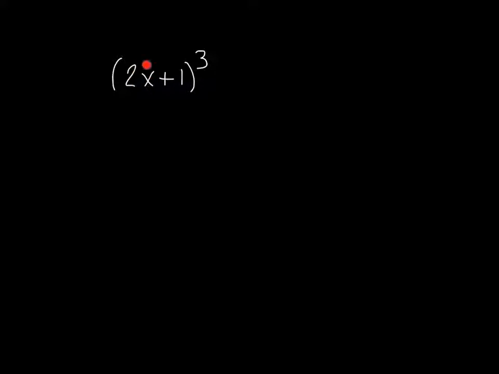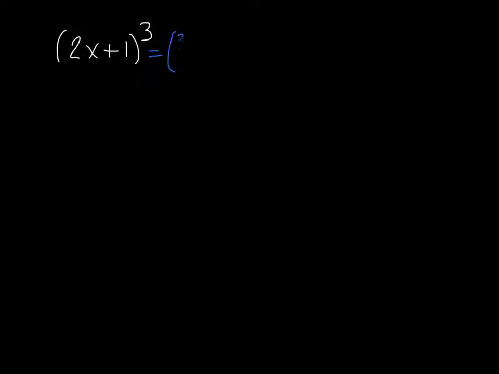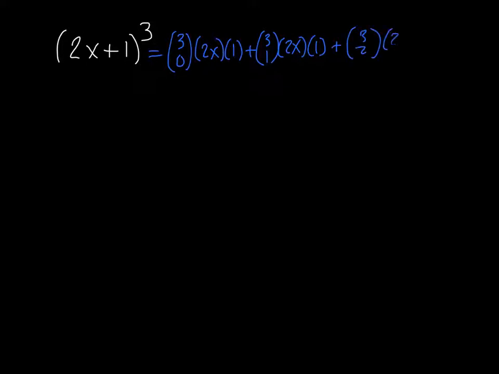Okay, here we have a number with the x, and of course this changes it a little bit also. So I'm going to start writing it out. I've got 3 choose 0, and then I have 2x and then a 1. Plus 3 choose 1. I've got a 2x and a 1. 3 choose 2. I've got a 2x and a 1. And then 3 choose 3. I've got a 2x and a 1.